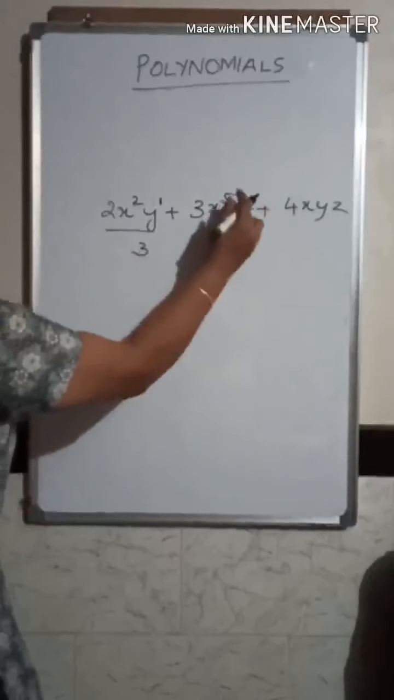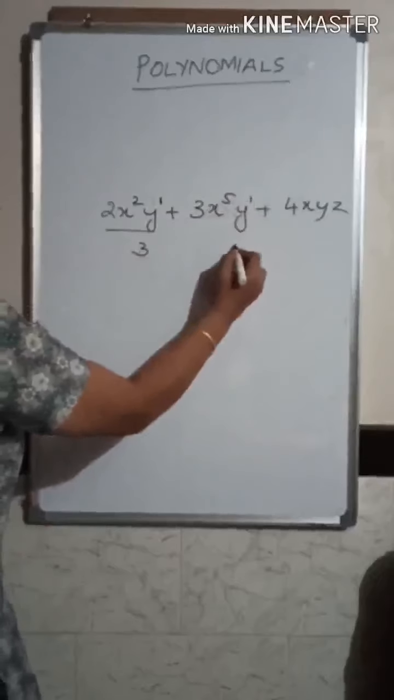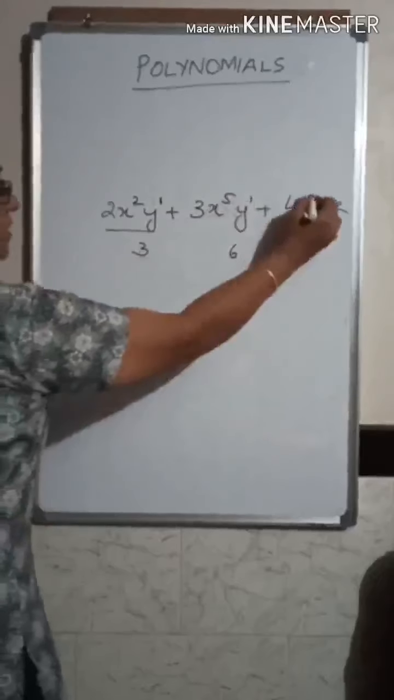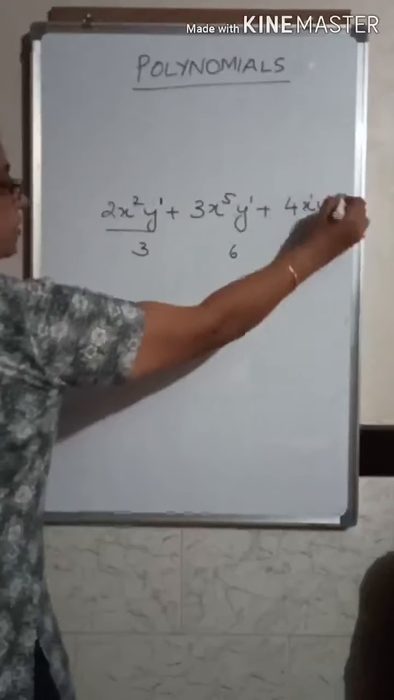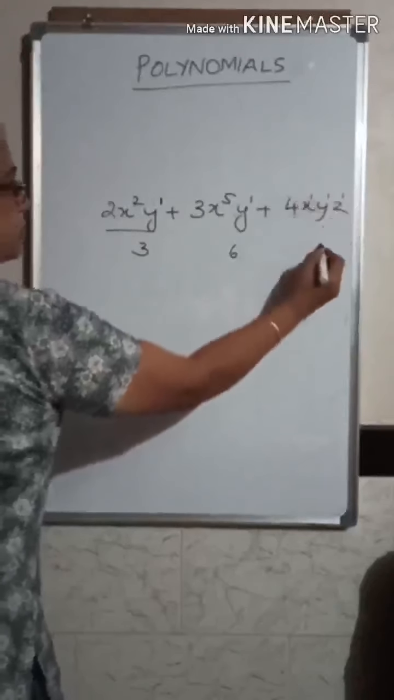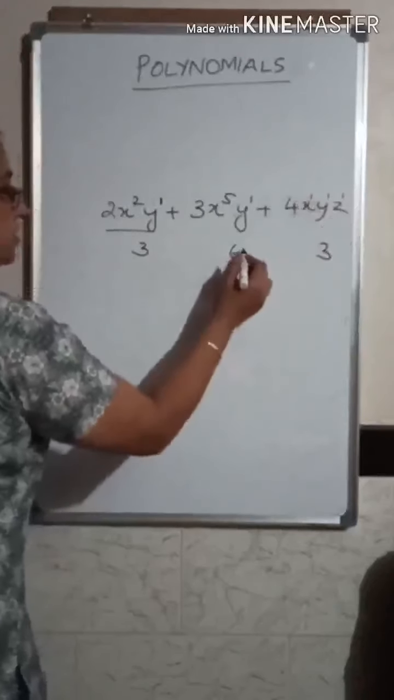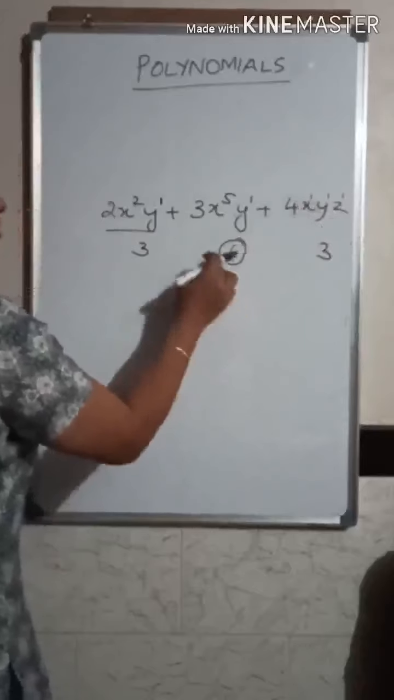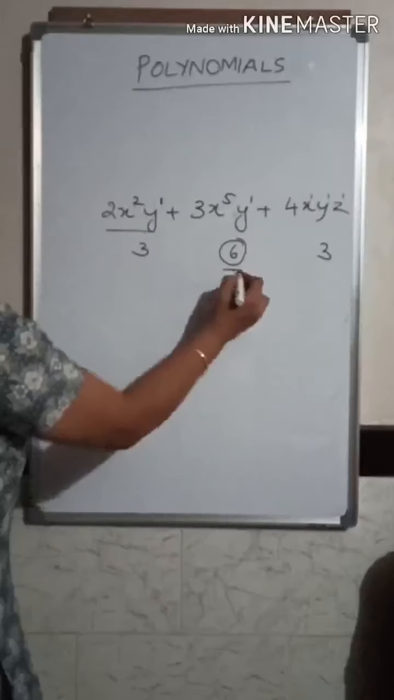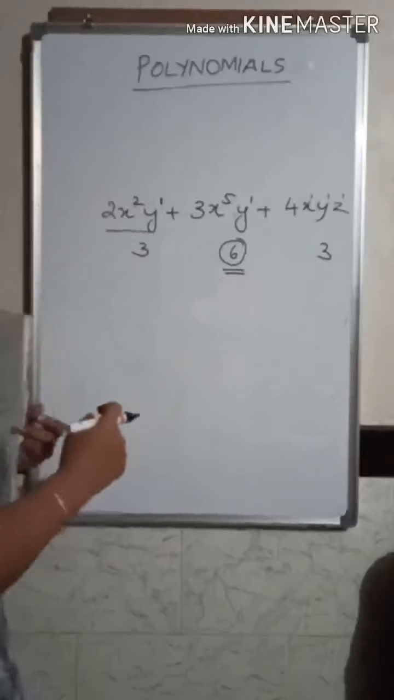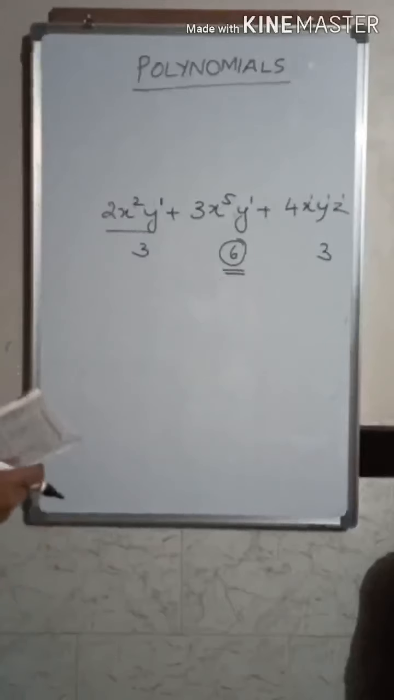And here you get 5 plus 1, the total power to be 6. And here it is 1, 1 and 1. So 1 plus 1 plus 1 which is equal to 3. So among this, which is the highest? Highest is 6. So the degree of this polynomial will be equal to 6. So this is how you find out the degree of the polynomial when you have got more than one variable.